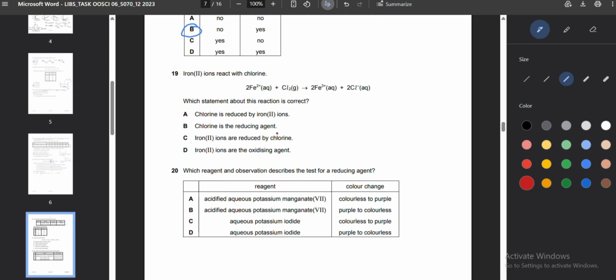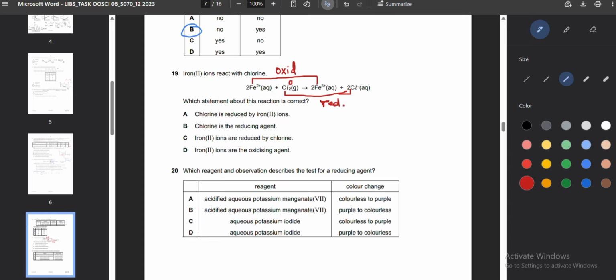Again, just check the oxidation states. Over here, iron has a charge of positive 2, and it changes from positive 2 to positive 3. When iron changes from positive 2 to positive 3, this process is oxidation. And chlorine is 0, and from 0 it goes to negative 1. This process is reduction. So chlorine is reduced in the reaction.